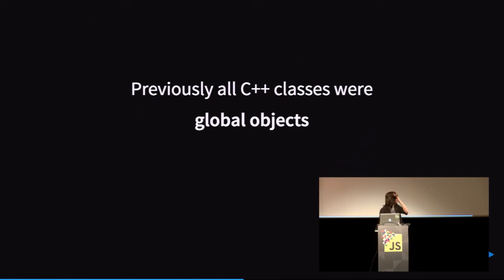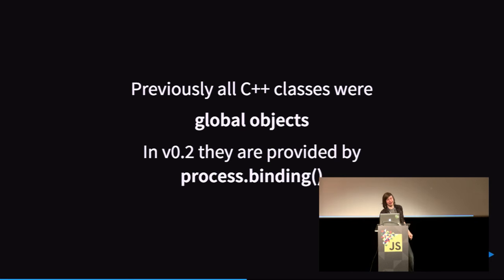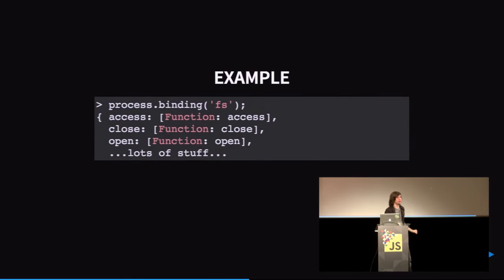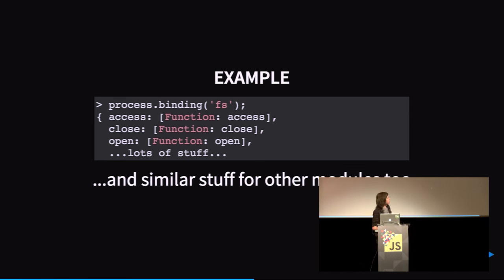Previously, all C++ classes were exposed to the JavaScript user code as a global object. So it was kind of messy, internal stuff was visible everywhere, but since we are now using CommonJS, we decided to move them to a secret place, which is process.binding. When you call it with, let's say, a string, it will return the binding with this name. This binding contains just several functions and several classes. Every class and every function is mapped to some C++ instance, so it's a one-to-one mapping. And it's pretty similar for other modules too, if you try to call it.